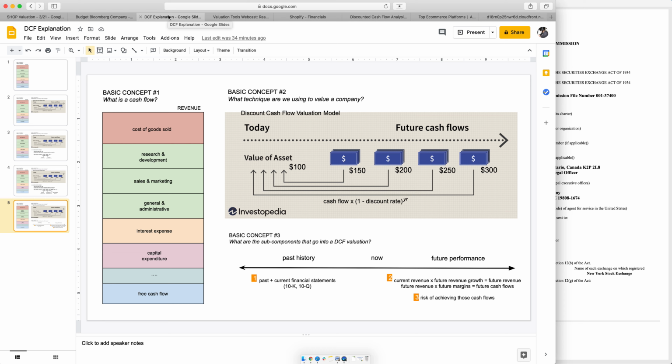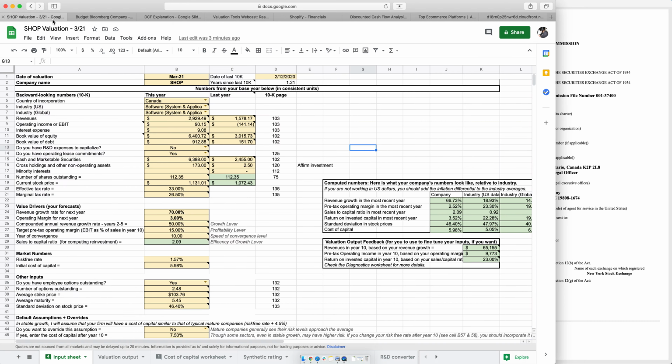So now that we have a general high-level sense of what that means and how we do that, which we'll briefly cover before we jump into this, today we're actually going to go through the exercise of punching numbers into the spreadsheet and getting a valuation that comes out.